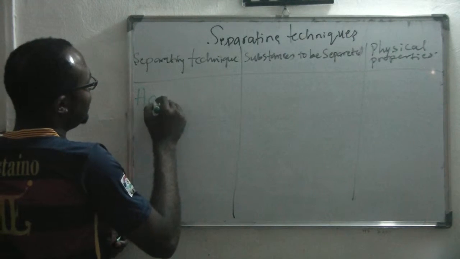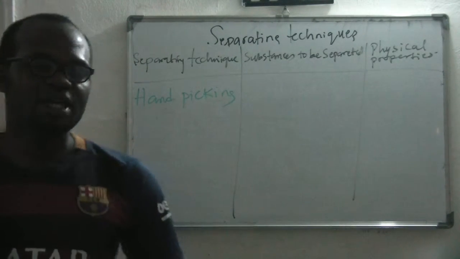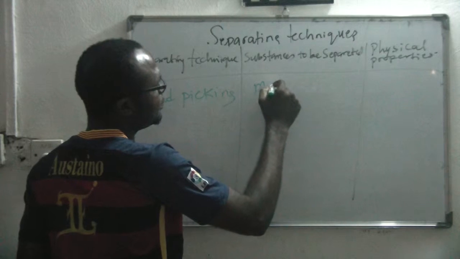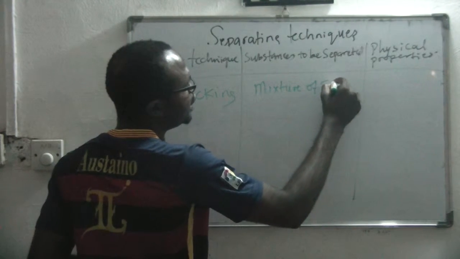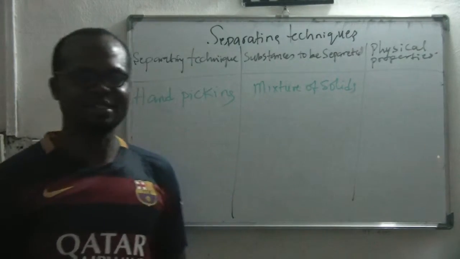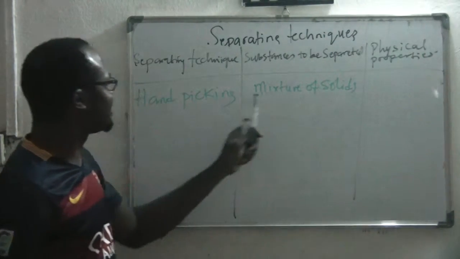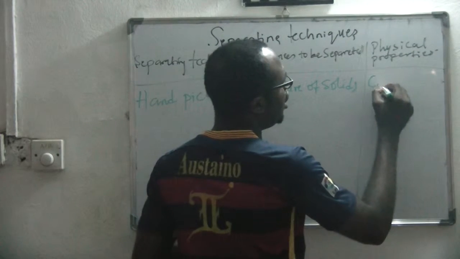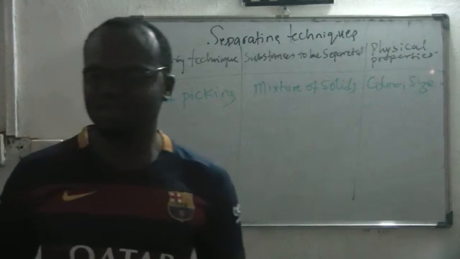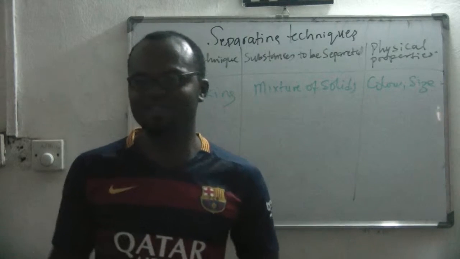An example of a separating technique is hand picking. What kind of substances do we separate with hand picking? Mixture of solids. Who can give me an example of a mixture of solids? Stone and sand. So when you have stone and sand, you use hand picking. What are the physical properties of stone and sand that make you use hand picking? Color and size. Good. The color and the size of sand, stone and rice, are they the same thing? No. That's why you can easily use hand picking to pick it up.